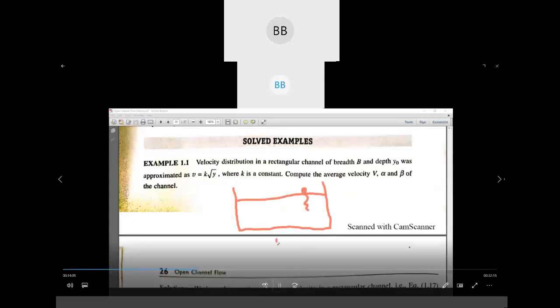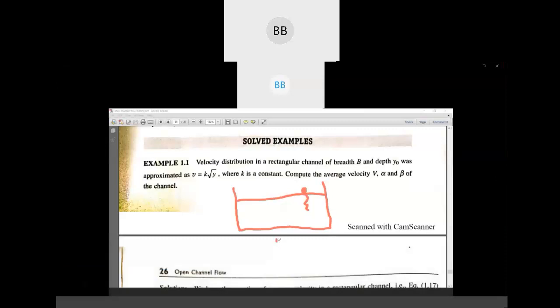The channel section is rectangular. The rectangular channel has width B and depth y naught.